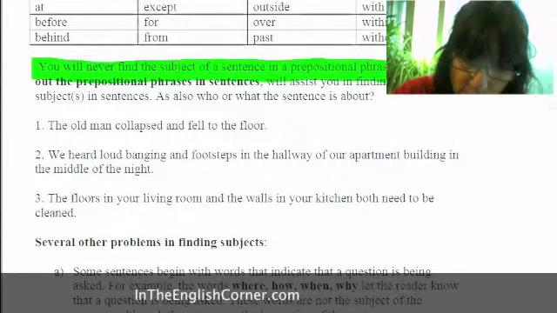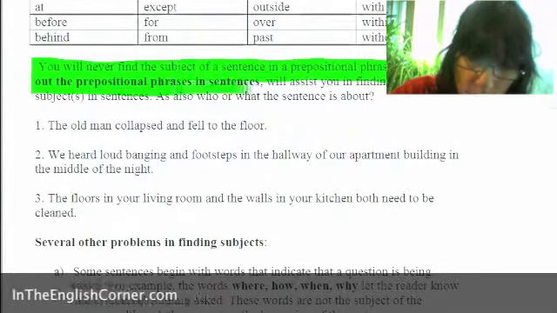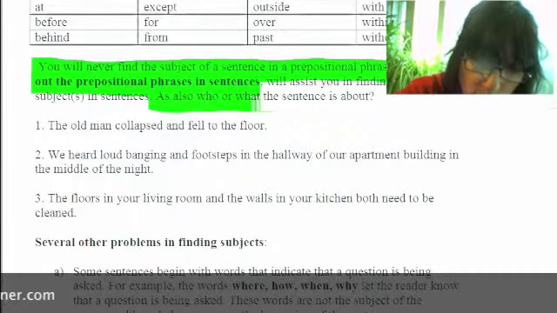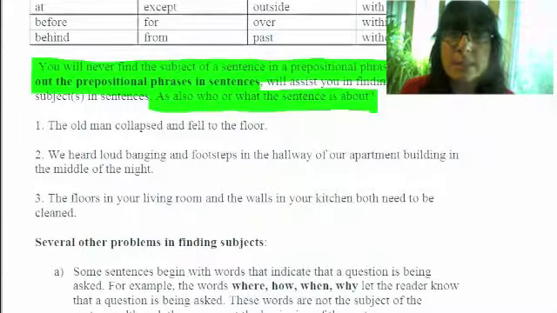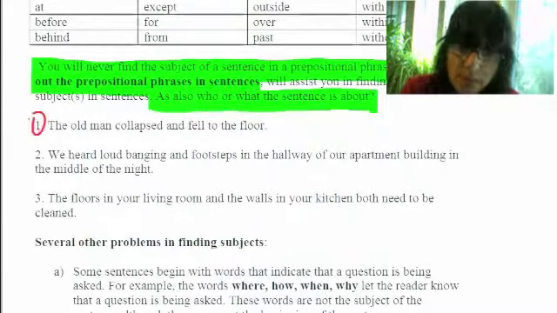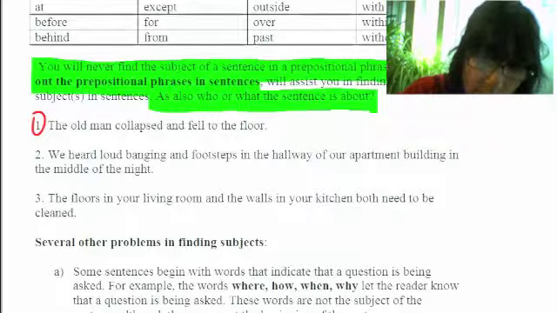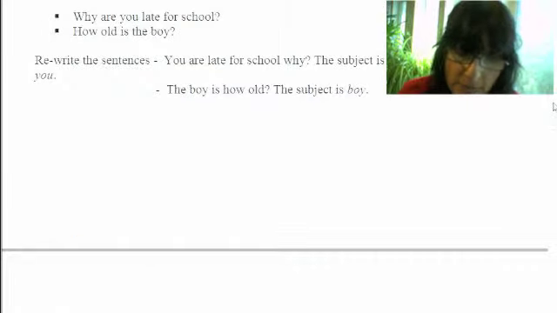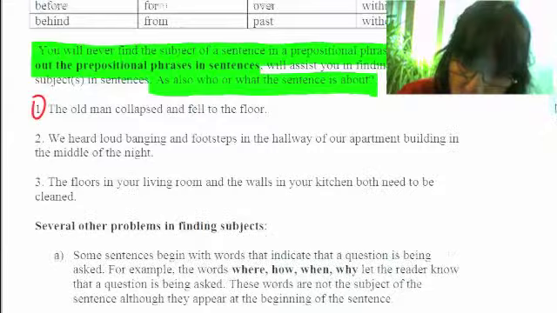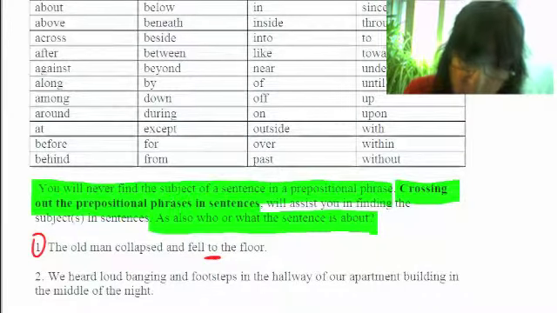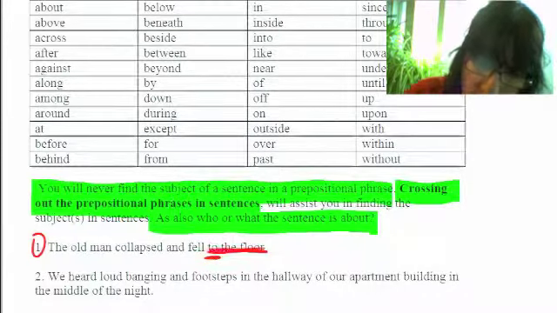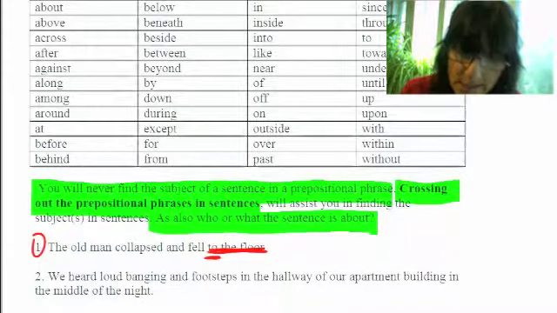So here's how you're going to find the subject of the sentence. You're first going to cross out the prepositional phrases in the sentence, and then you're going to ask yourself, what is the sentence about? You're going to use those two tips to help you find the subject. So looking at the first sentence, the old man collapsed and fell to the floor. Look at the prepositional phrases. Where do you see a preposition? Well, the word to is a preposition. It's on the list. So to the floor is a prepositional phrase. You can't have the subject in there.